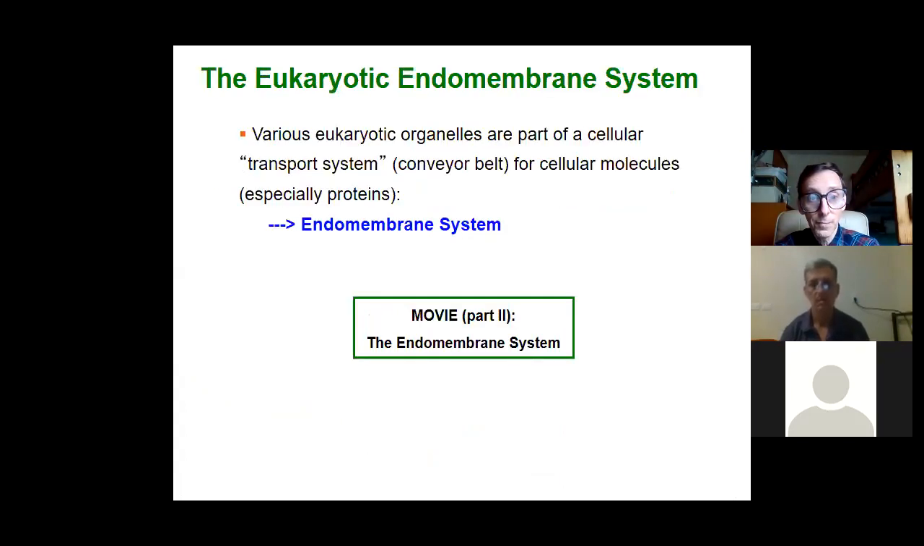So the endomembrane system is a system of structures in the cell that includes the endoplasmic reticulum, the vesicles taking proteins to the Golgi apparatus, the Golgi apparatus modifying and packaging the proteins, and then vesicles taking the proteins from the Golgi apparatus to where they should be. And this all is called the endomembrane system.